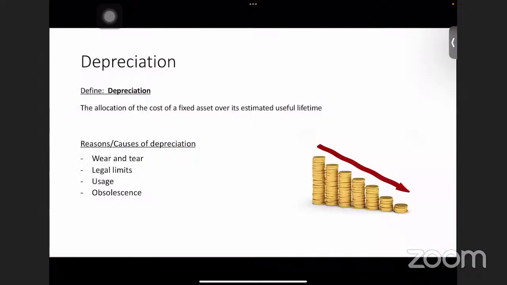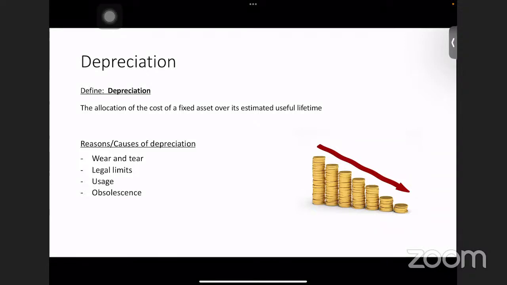Next, we'll be diverging away from capital revenue, and now we will be learning the second portion of this chapter, which is depreciation. For depreciation, you also need to know how to define it. The official definition is allocation of cost of a non-current asset over its estimated useful life.